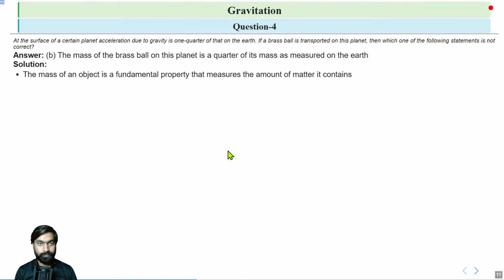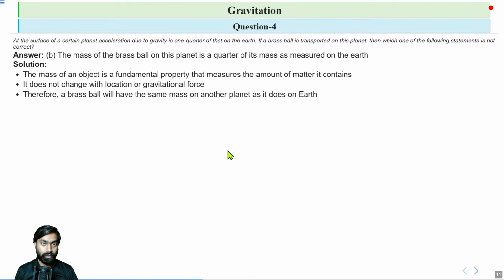The mass of an object is a fundamental property that measures the amount of matter it contains. This is the definition. It does not change when location or gravitational force vary. Therefore a brass ball will have the same mass on another planet as it does on the earth.